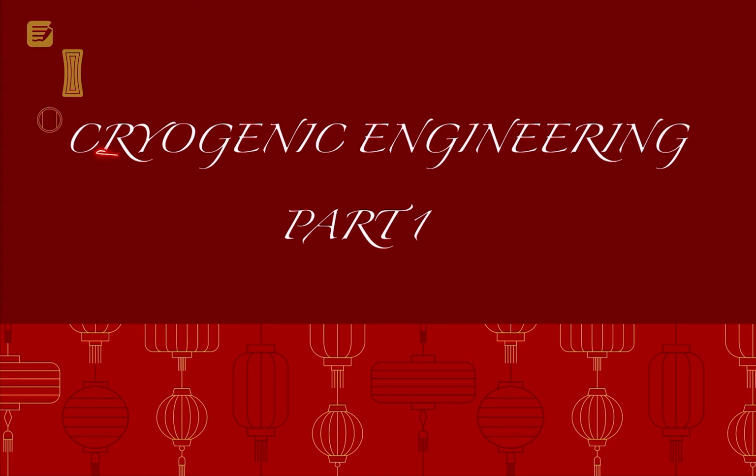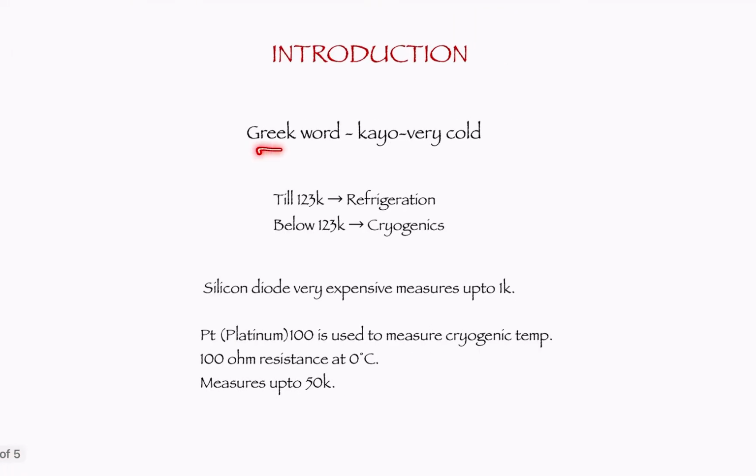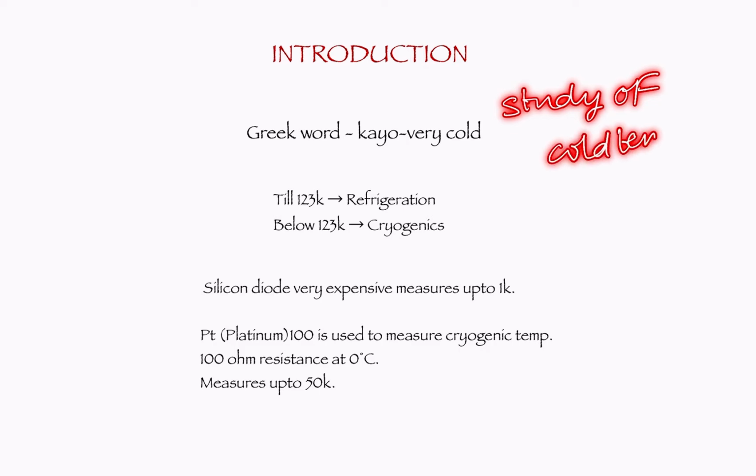So the words cryo and genic are derived from a Greek word. The Greek word, not kyo, it is cryo, which means very cold. So cryogenic engineering is basically a study of cold temperatures and its machinery. Cold temperature and its machinery.